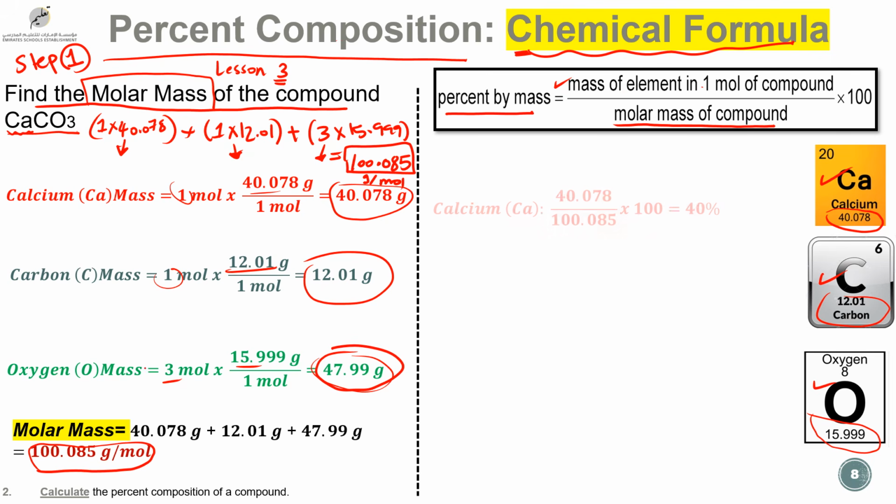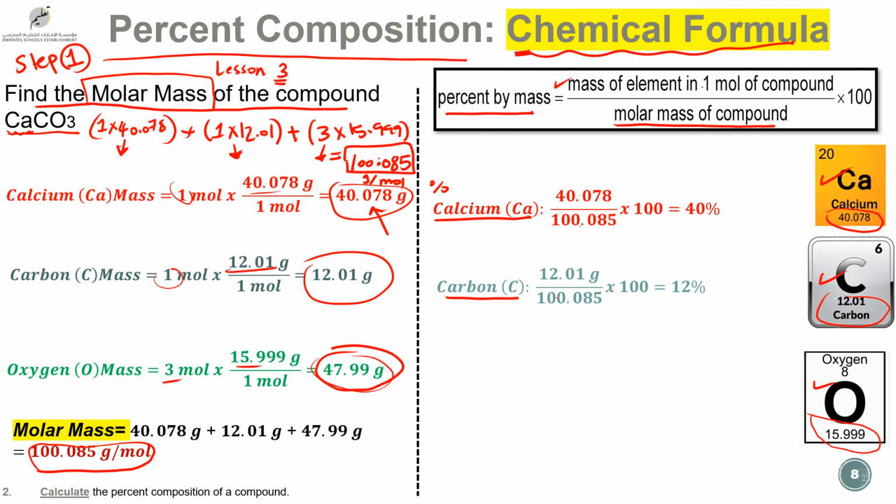Okay, so what is the percent by mass for calcium? It will be this mass over the molar mass, 40%, times 100. Same equation, but different names. Now what's the percent by mass for carbon? It's 12.01 divided by 100.085, times 100 gives us 12%.